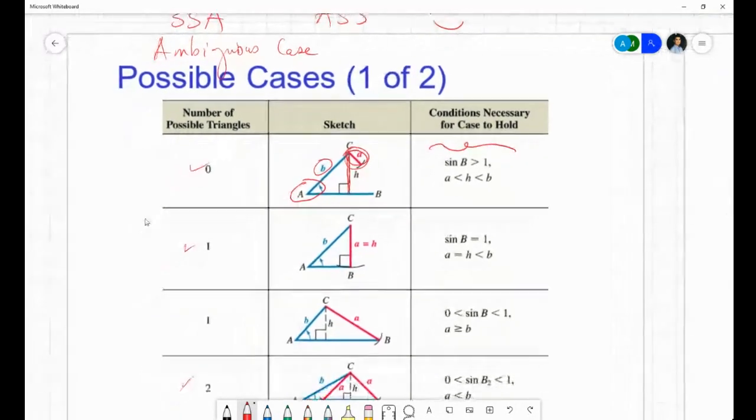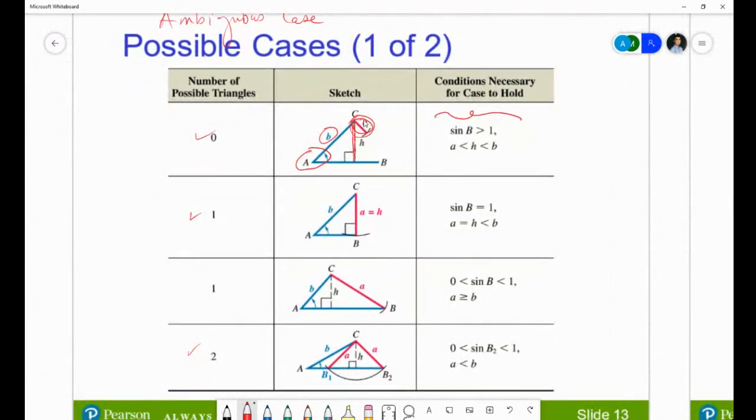All right, so let's look at the possible cases. If that third side is less than the height, then there's no way that you can extend it long enough for us to create a triangle. So therefore, we don't have a triangle. Another way we can test that is to check if sine B is greater than 1. It's impossible to have a triangle when sine B is greater than 1, so we cannot create a triangle. But the easiest way to find it is using this inequality.